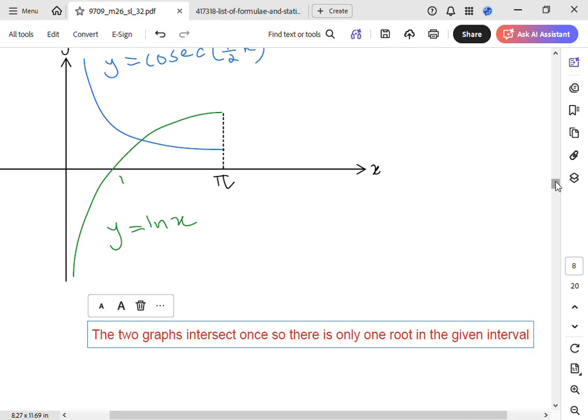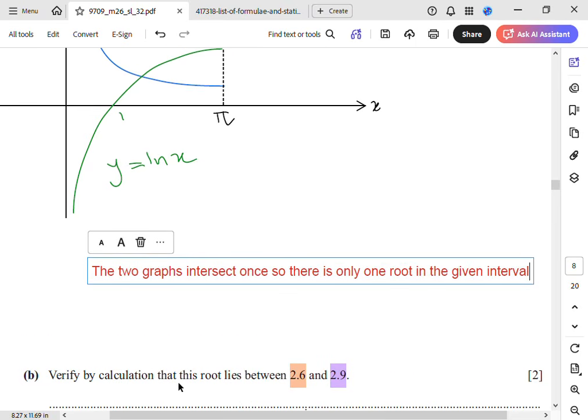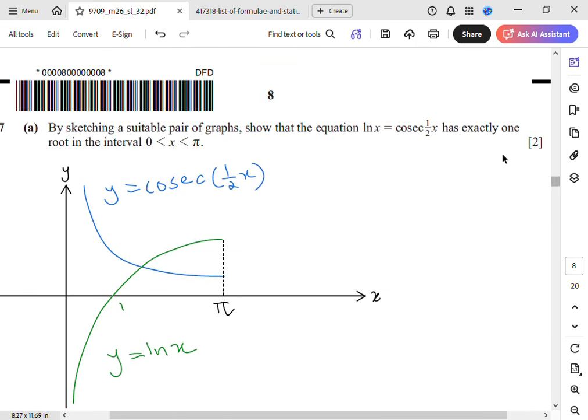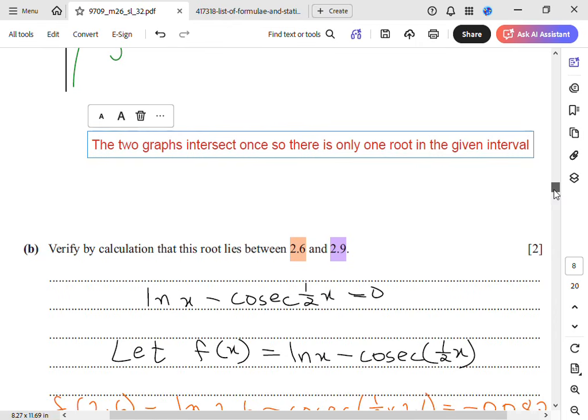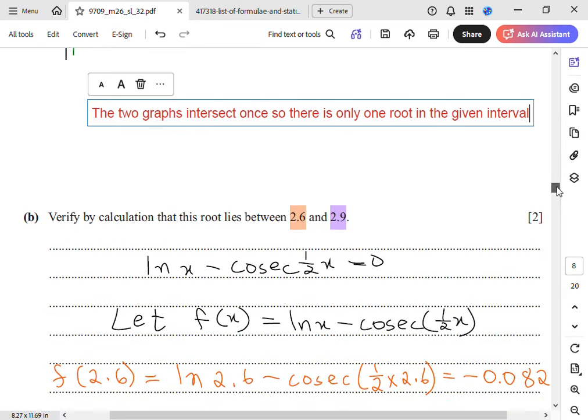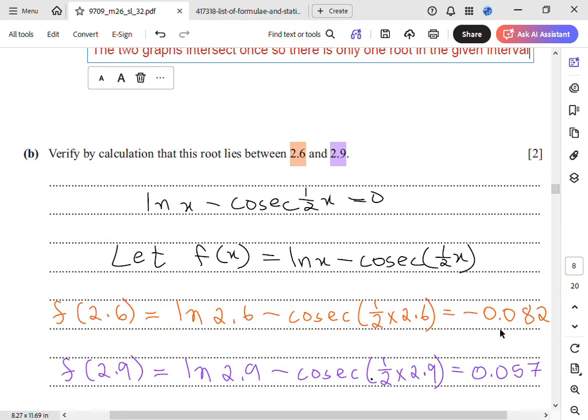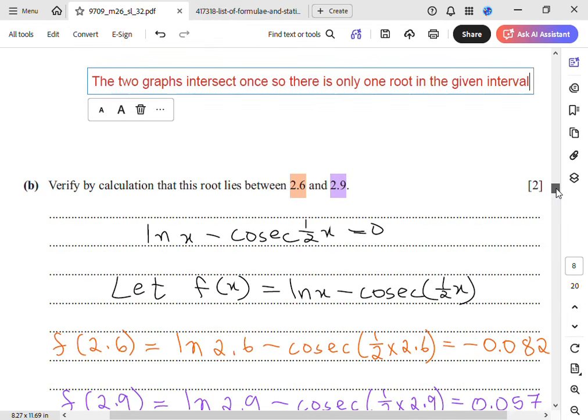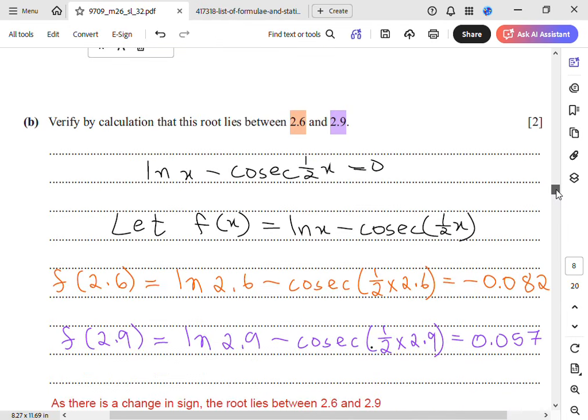So moving to the next question, it says verify by calculation that this root lies between 2.6 and 2.9. So what you're going to do is bring everything to one side of the equation and then take that as a different function and plug in 2.6 and 2.9. Let's call this f of x. So I'm going to find the value of f of 2.6 and f of 2.9, right? So f of 2.6 is minus 0.082 and f of 2.9 is 0.057, right? So one of them is positive, the other one is negative. So that means since there is a change in sign, I can say the root lies between 2.6 and 2.9.